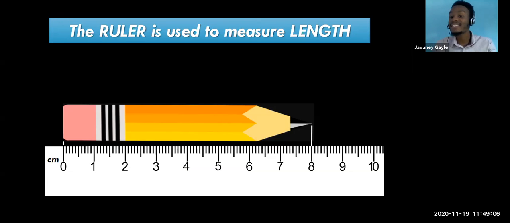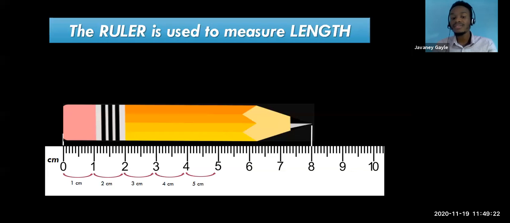So we're starting at 0, right? Because we see that the edge of the pencil starts at 0. And we say, all right, we go from 0 to 1 is what? 1 centimeter. From 1 to 2 is what? 2 centimeters. When I go from 2 to 3, what is that?